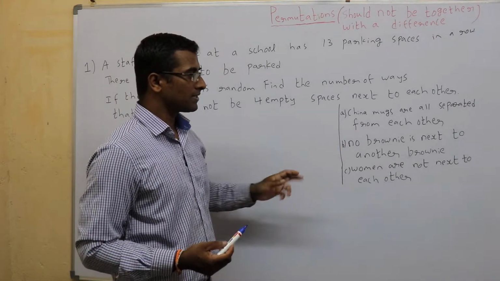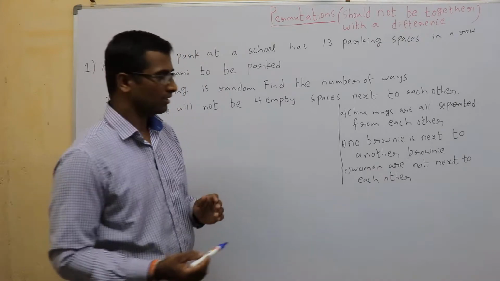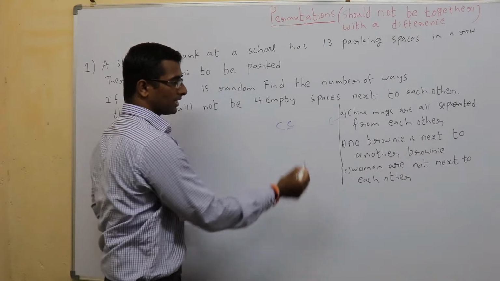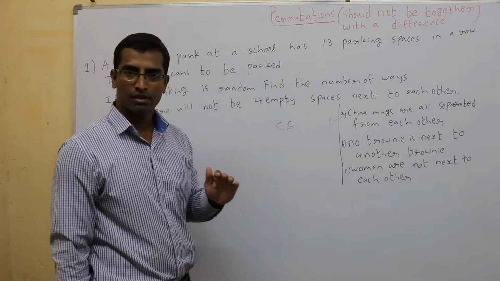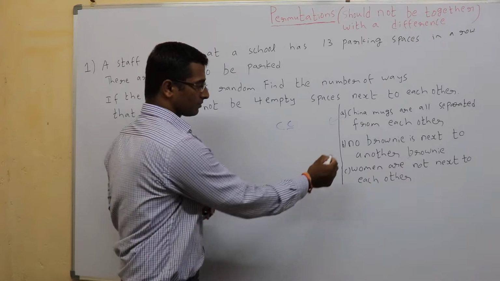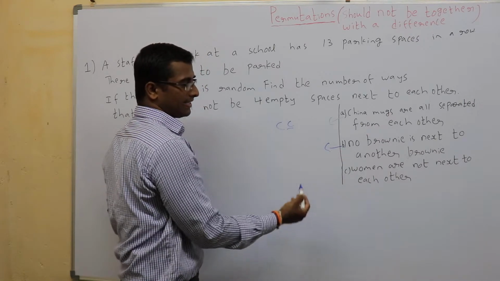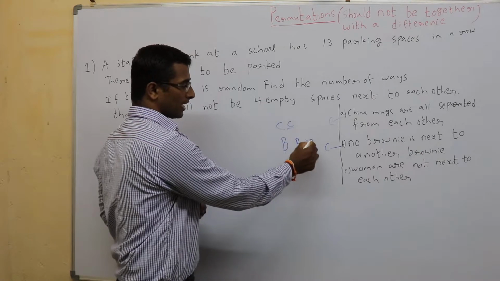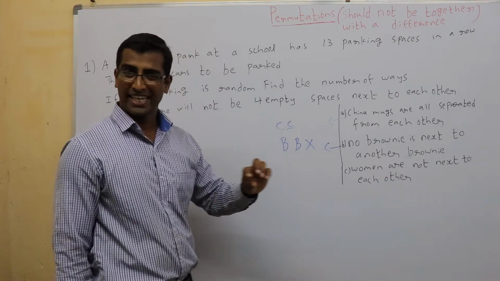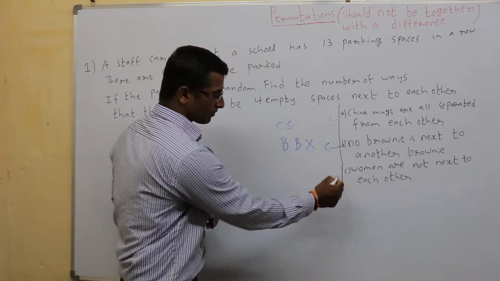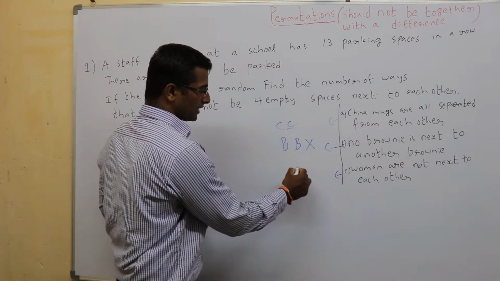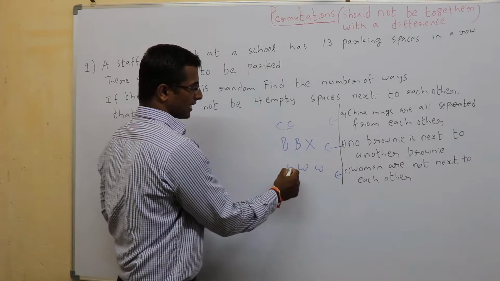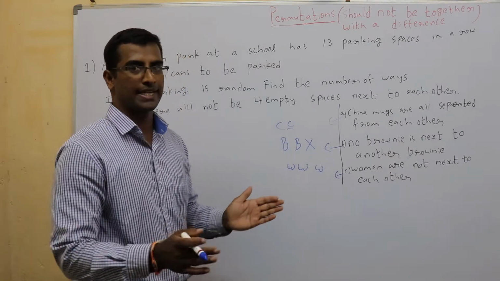China mugs are all separated from each other, means beside a China mug, another China mug should not come. Accepted? Next. No brownie is next to another brownie, means beside a brownie another brownie should not come. It's clearly stated. Next. Women are not next to each other, means beside a woman another woman should not come. Either this side or this way. Women should not be beside each other.